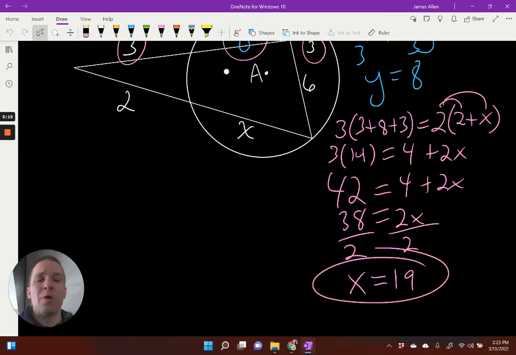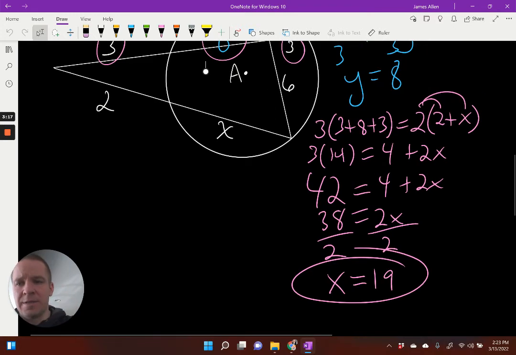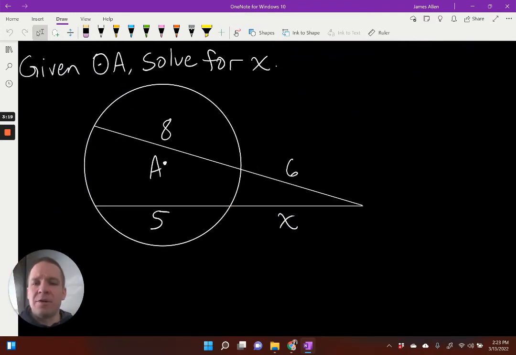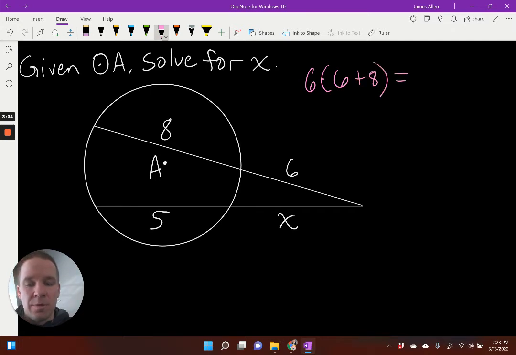All right, we got time for uno mas. Let's do it. Given circle A, solve for x. Okay, with this one, we have our secant, excuse me, I was almost thinking about the angles. So I'm going to have the outside part, 6, multiplied by the entire thing, which is 6 plus 8, equals the outside part, which is x, multiplied by the entire thing, which is x plus 5.